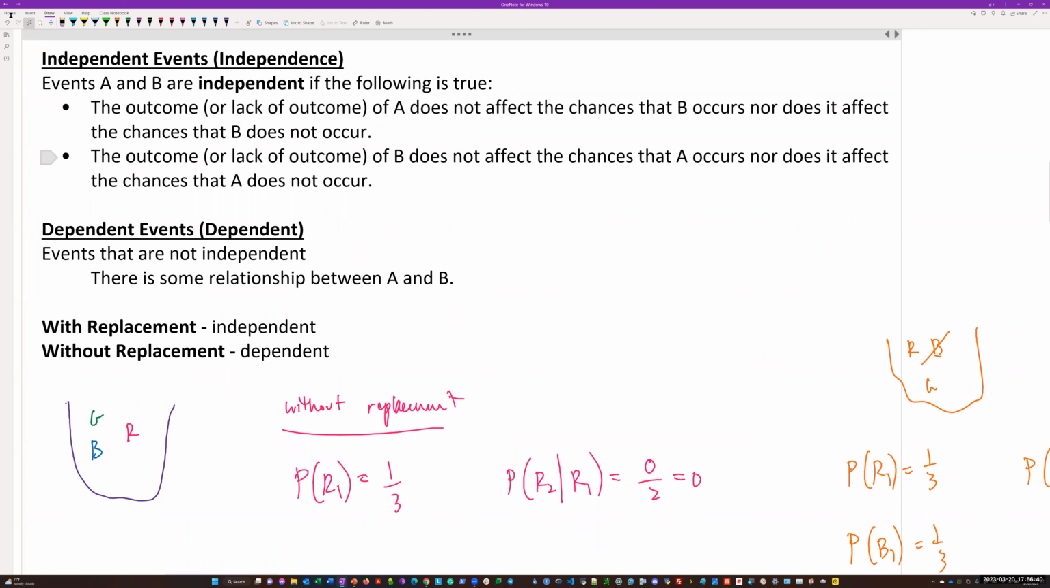All right, independent events, or independence. Events A and B are independent if the following are true. The outcome or lack of outcome of A does not affect the chances that B occurs, nor does it affect the chances that B does not occur. The outcome or lack of outcome of B does not affect the chances that A occurs, nor does it affect the chances that A does not occur. In other words, they have like nothing to do with each other.